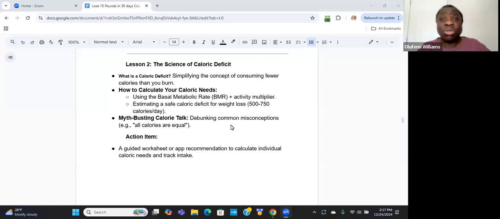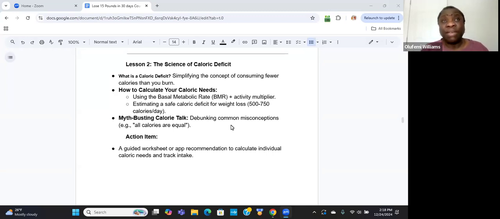But then when you move around, you walk, you exercise, whatever you do, you also burn calories. Now, if you eat fewer calories than you burn, that is a caloric deficit. That will make you lose weight. So, the concept is consuming fewer calories than you burn. So, how do you calculate your caloric needs? Using the basal metabolic rate, that's the BMR, plus an activity multiplier. I'll show you how to calculate that.